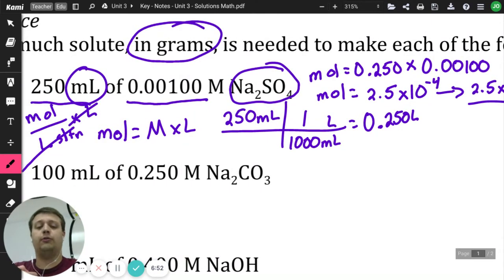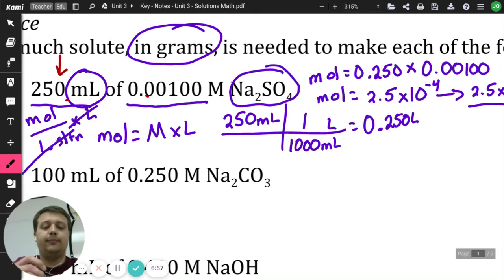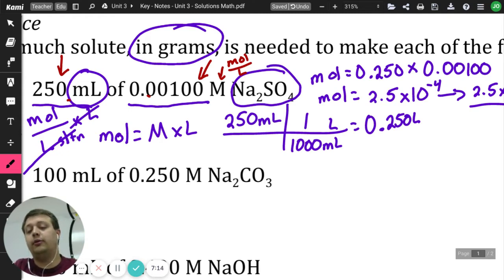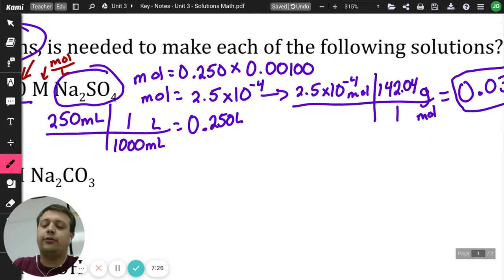Now, why would we start with volume? Well, I'm given two different things. I am given a volume, and I'm also given a conversion factor. I'm told that I have 0.00100 molarity. Now remember, molarity is moles of solute over liters of solution. So I have 0.00100 moles per 1 liter. So it's a conversion factor I can use, and that'll get me into moles, and then I know I can use moles to convert into grams. Okay? So that's what we're going to do.